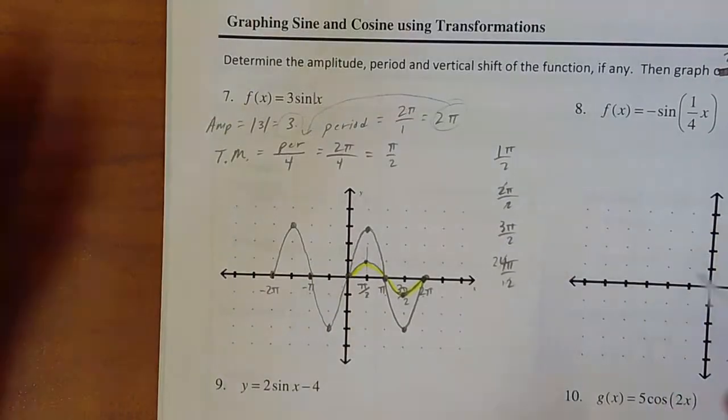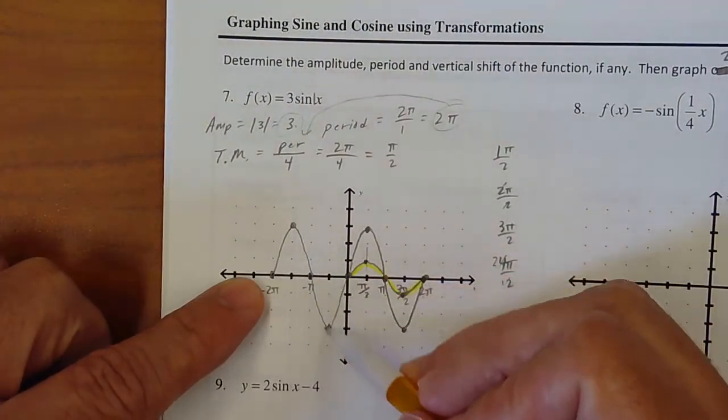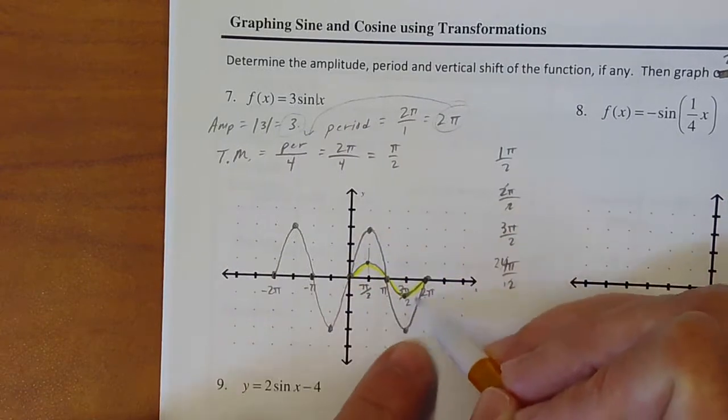Okay, and then just make sure this kind of makes sense, right? I've got 1 cycle, and then I've got a repeat of it.